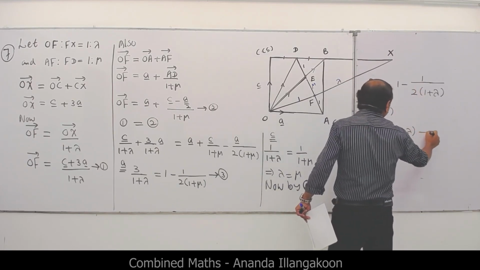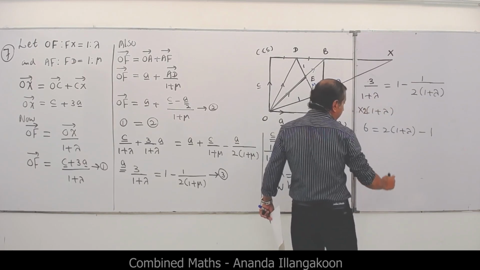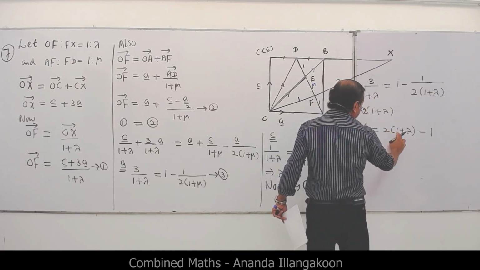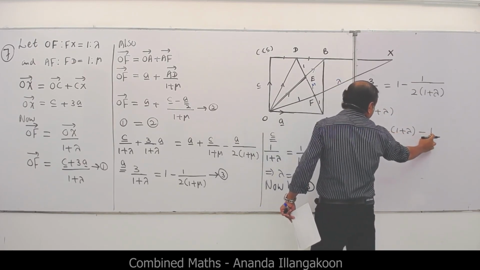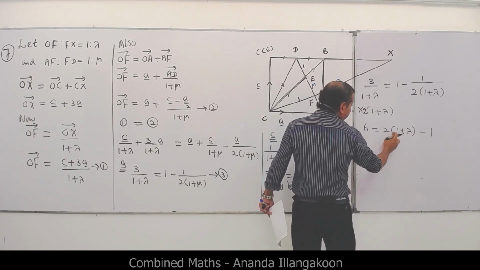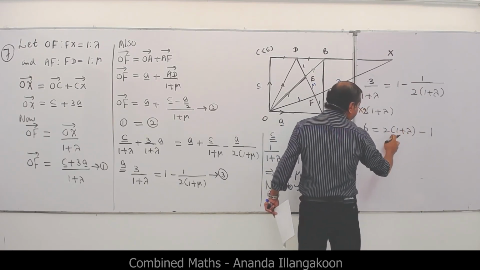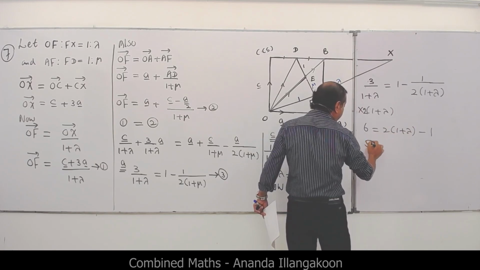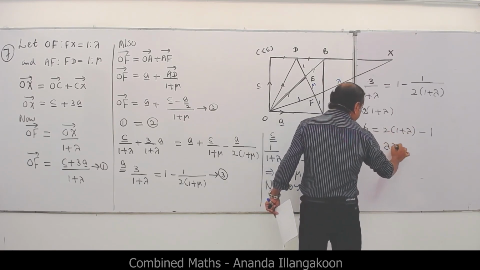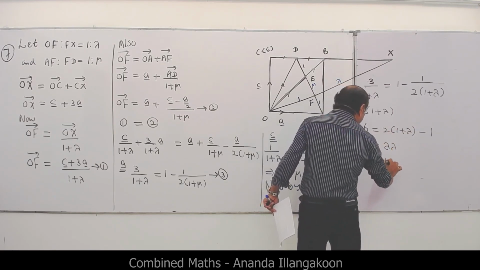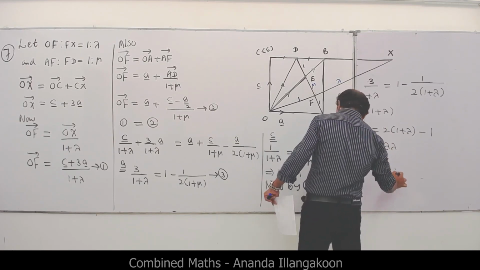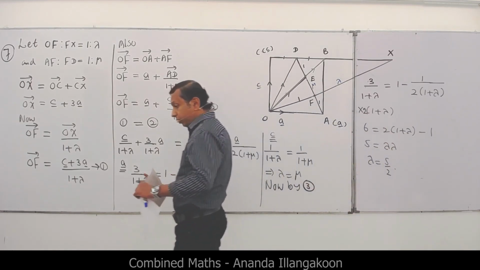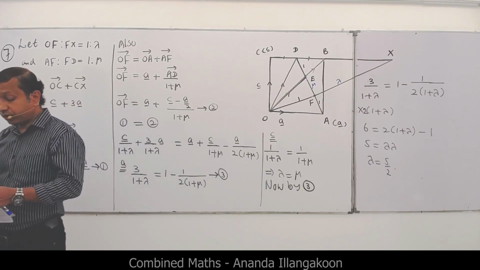Here we get minus 1. Then here we get 2 lambda. Here minus 1 and 2, 2 minus 1 is 1. Once we take that 1 to this side, we get 5 equals 2 lambda. Lambda equals 5 by 2. We get lambda 5 by 2, right? Lambda equals 5 by 2.